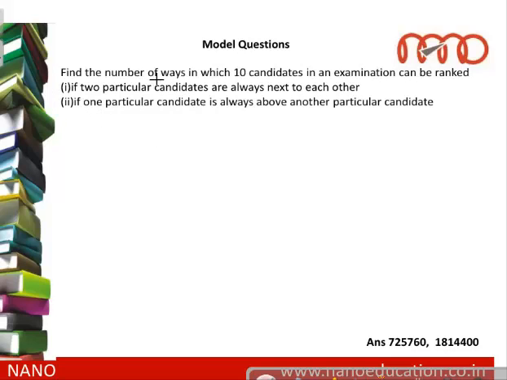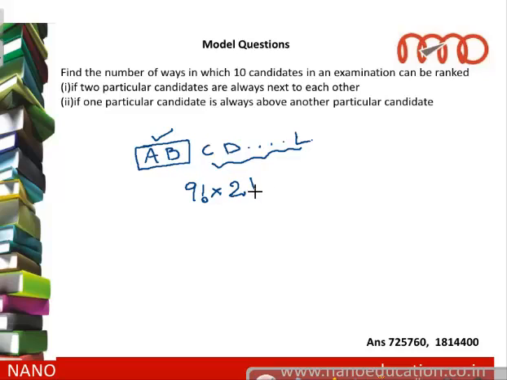Next question. Find the number of ways in which 10 candidates in an examination can be ranked if two particular candidates are always next to each other. Let's say those two candidates are A and B. A and B always want to be together. We can pack them. Remaining 8 candidates, and this packet can be permuted in 9 factorial ways. And inside the packet, A and B can be permuted among themselves in 2 factorial ways.